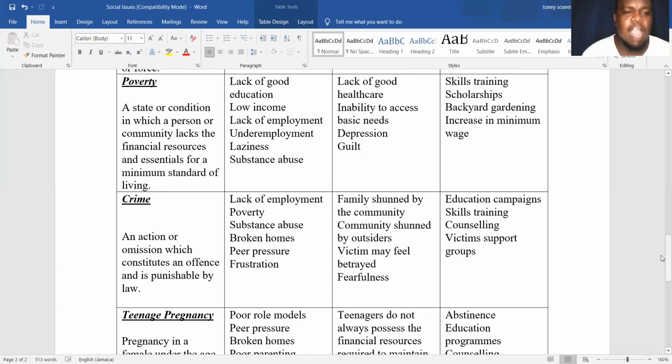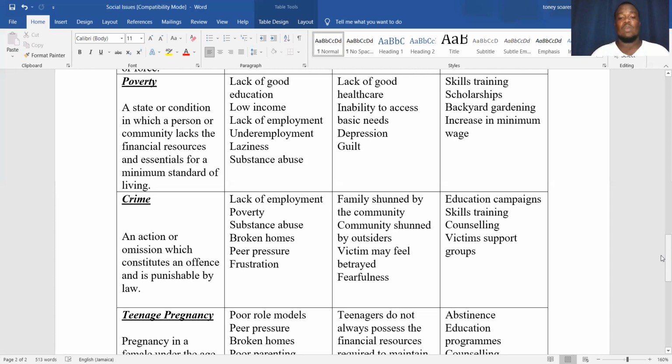Another social issue is crime. This is an action or omission which constitutes an offense and is punishable by law. Some of the causes: lack of employment. So some people engage in criminal activities to support or to satisfy their needs or wants because they just can't find any job and they have to eat, they have to find a way to survive. It's not right, but it's their reality. Poverty also causes crime because people have a need to survive. They have to survive because people can't just exist like that and don't have food, don't have shelter, don't have clothing, can't provide for their children.